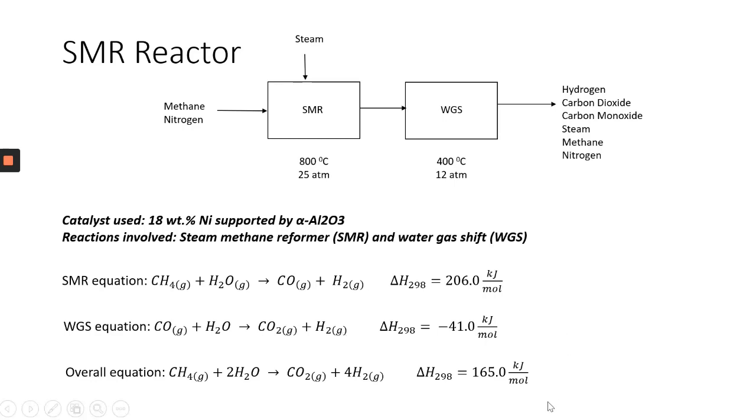The overall reaction enthalpy is a positive value, which is 165 kJ per mole. Thus, the overall reaction can be considered as an endothermic reaction. Both of the processes occur in the same PBR reactor. The PBR reactor is used as it is equipped with a catalyst bed. The catalyst used for the SMR process and WGS process is the same. It is 18 weight% of nickel supported by aluminum oxide.